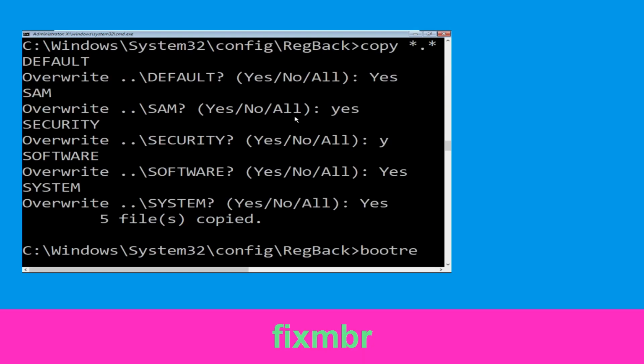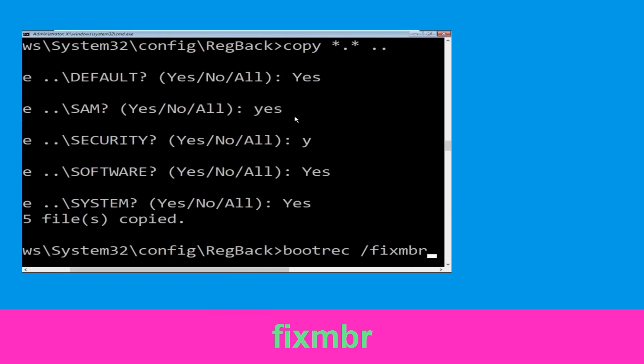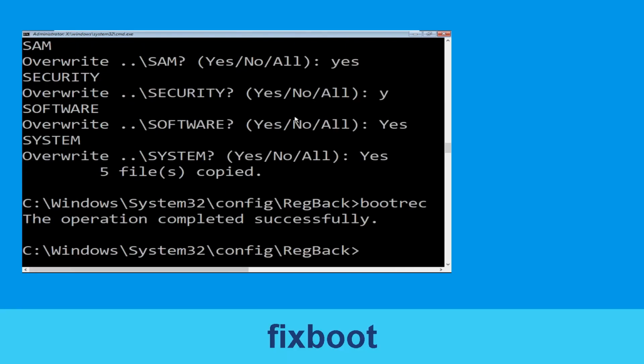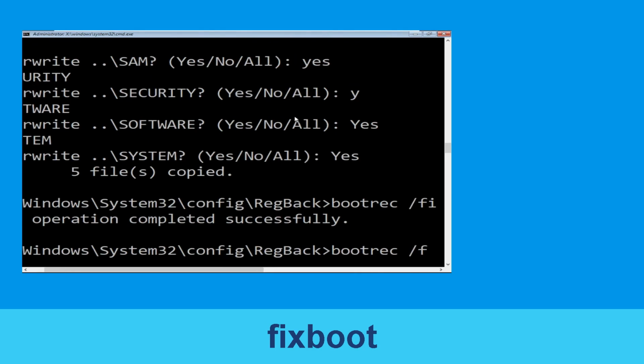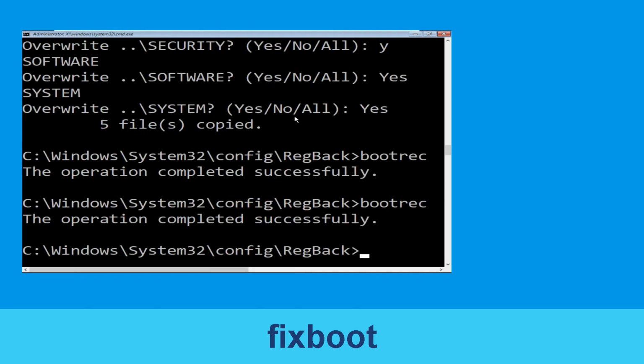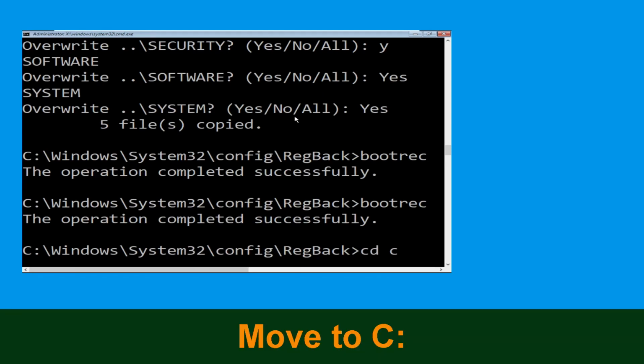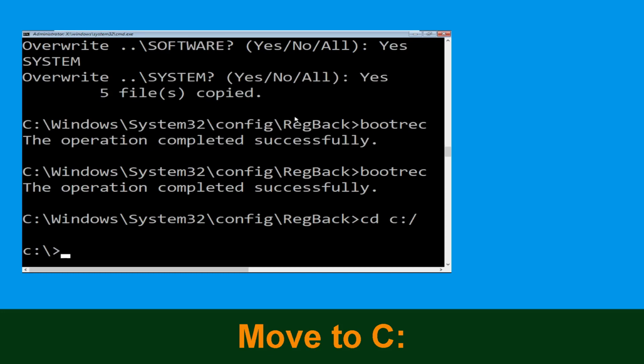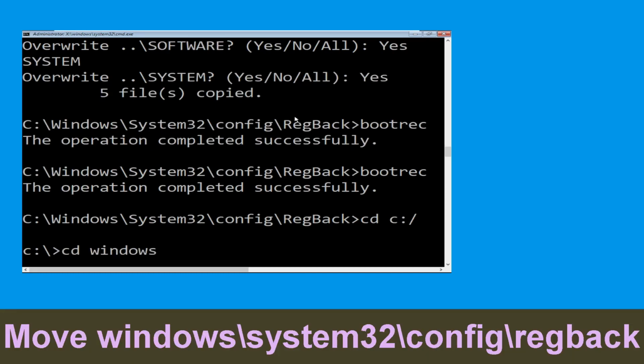Now type bootrec /fixmbr and hit enter to execute the command. Now execute this command. Type in bootrec /fixboot and hit enter. Now type cd c:/ and simply hit enter. Now type this command cd Windows/system32/config/regback and simply hit enter to execute the command.